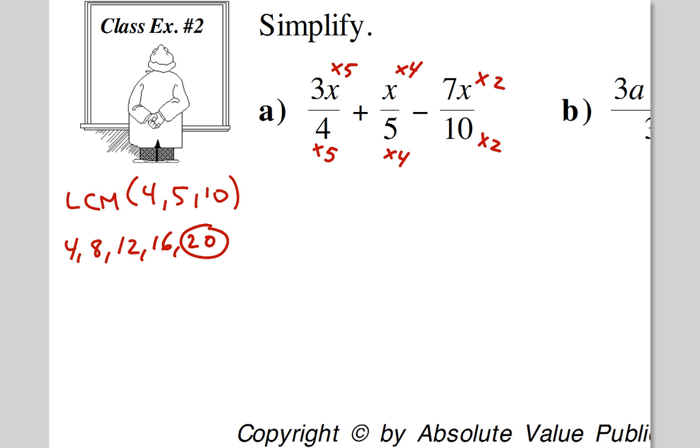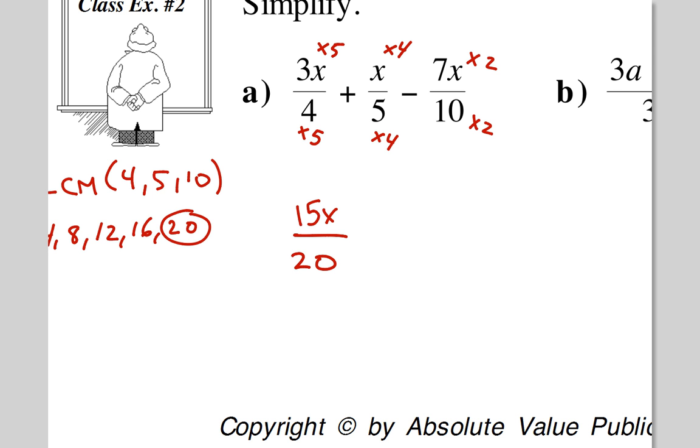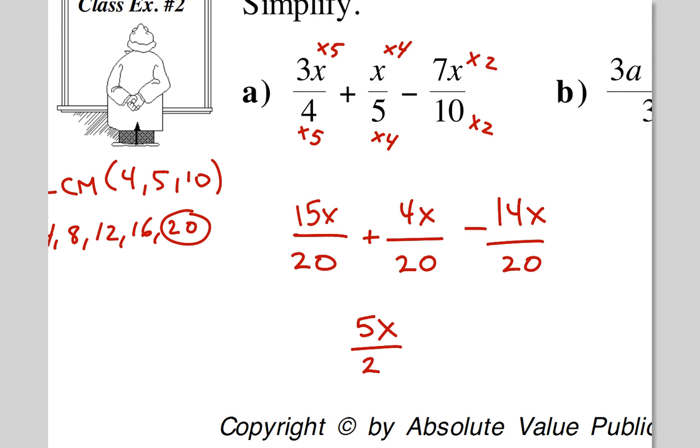Why? Yeah, it's an equivalent fraction. Good. So you get 15x over 20. And we're going to add 4x over 20. And then we're going to subtract 14x over 20. So altogether, you have 19x minus 14x. You have 5x over 20.